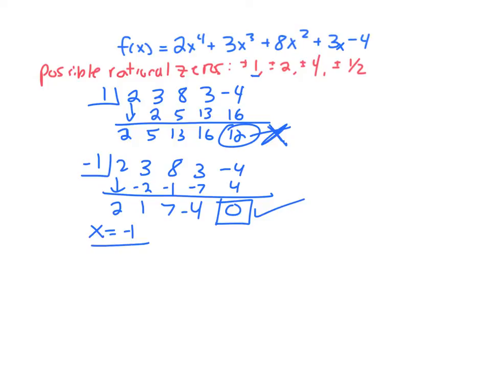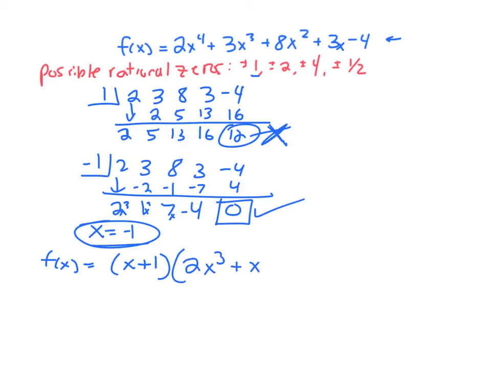That's a 0, meaning if you plugged it in, you would get 0 for f of x. So if I were to now try to factor f of x, it would be x plus 1, and that's where I'm getting this from. And then here, what do I have? This would be x to the third, x squared, this would be x. So I'd have 2x to the third plus x squared plus 7x minus 4, and I got that from my synthetic division solution.